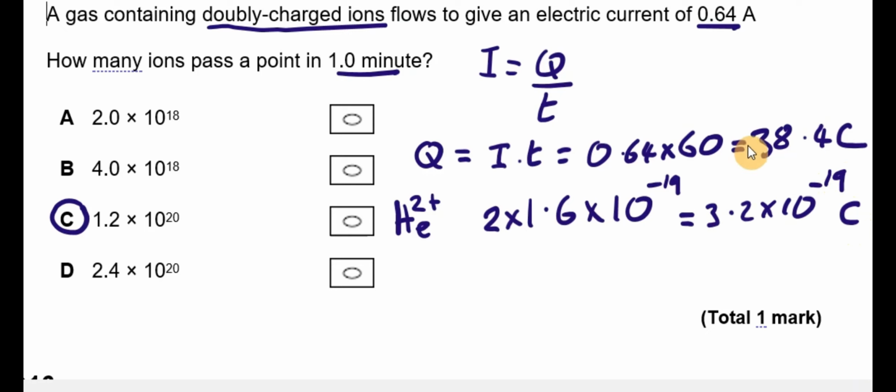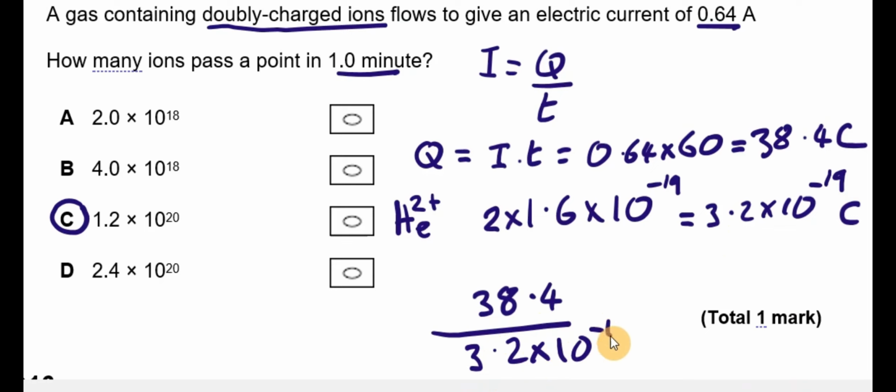So the number of ions that pass in a minute is going to be equal to the total charge that passes divided by the charge on each ion. And if you put that into your calculator, you'll discover it's 1.2 times 10 to the 20 ions per minute, which is answer C.